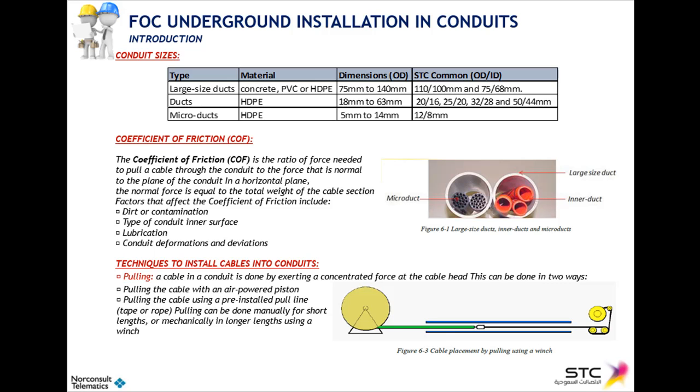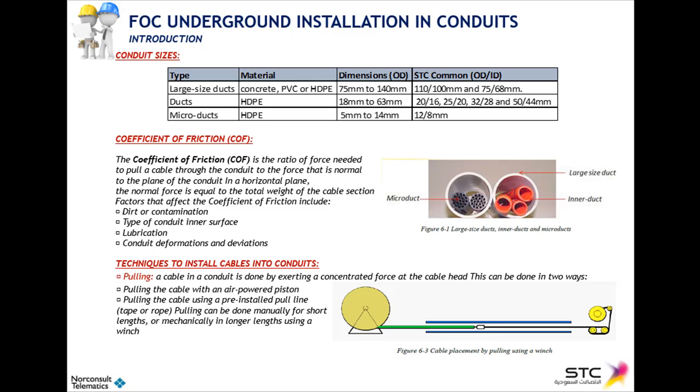So pulling means applying a force, a traction on the cable head that makes the cable pass through the conduit all the way to the far end. This can be done in two ways. The cable head attached here can be helped by an air-powered piston, so this is helped by air, or it can be done by a pulling line.